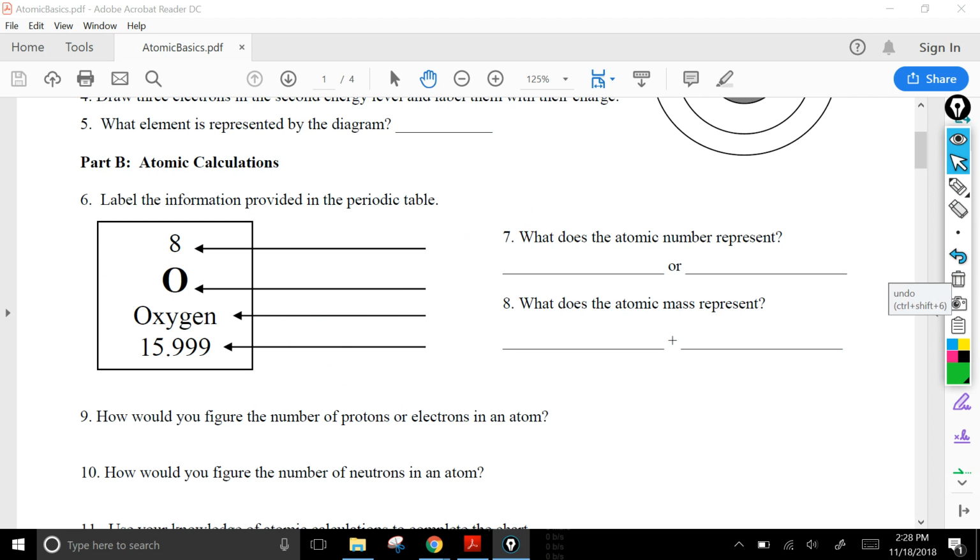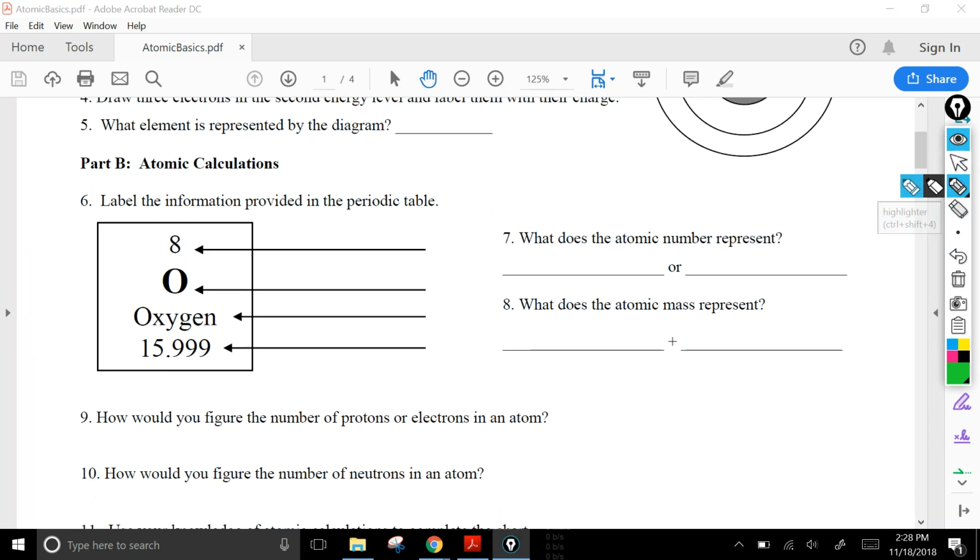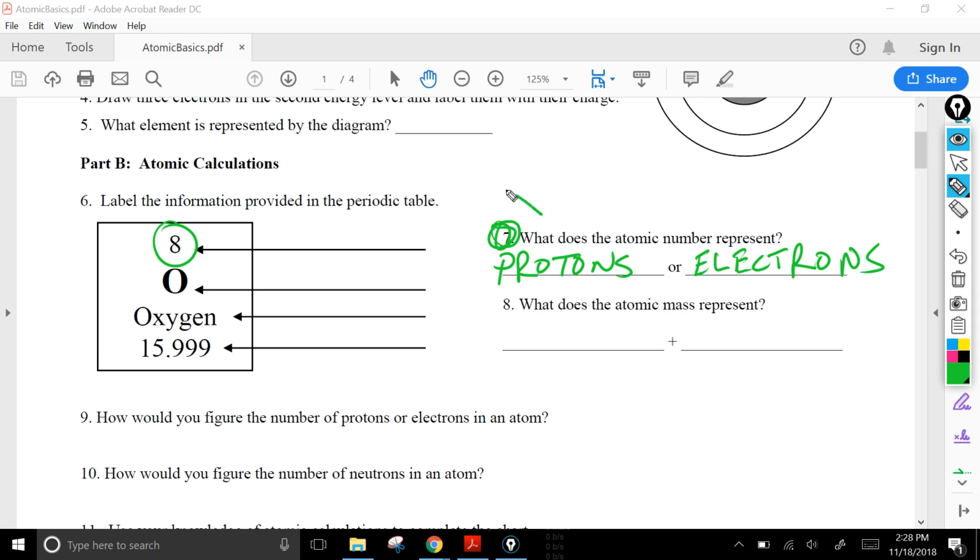Number 7 and 8 here ask us, what does the atomic number represent? So what can we tell from the atomic number? We can tell the number of protons because that's what it is. The atomic number tells us the number of protons, and in a neutral atom, you'll have exactly the same number of electrons as protons. So for now, the number of protons and the number of electrons is the same as the atomic number.